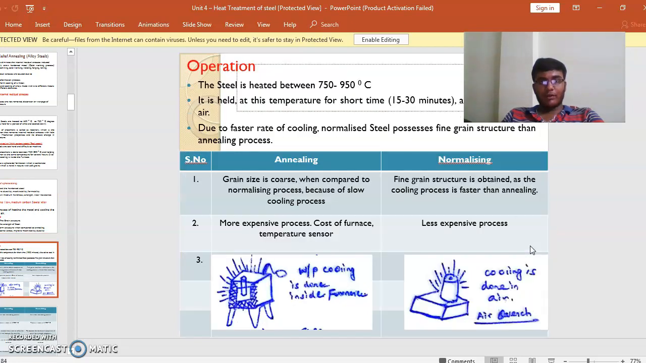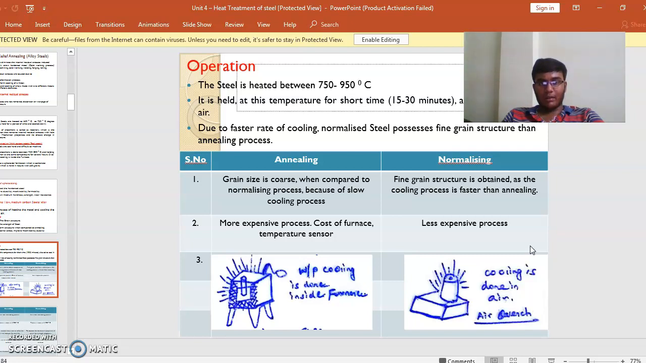Operations performed during the normalizing process are: the steel is heated between 750 to 950 degrees centigrade. It is held at that temperature for a short time, that is 15 to 30 minutes, and then allowed to cool in air. Due to the faster rate of cooling, normalized steel possesses a finer grained structure than that of the annealing process. That is, the metal obtained during normalizing is much harder than that of annealing.